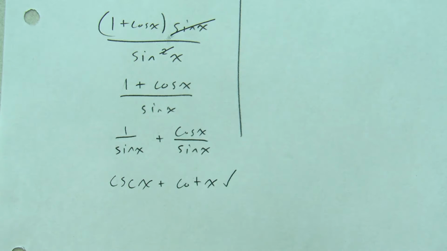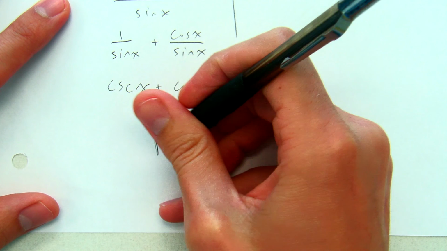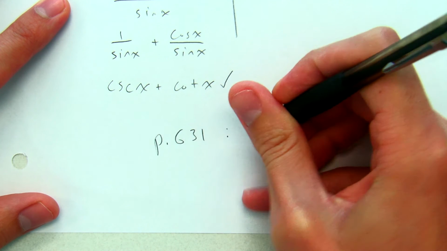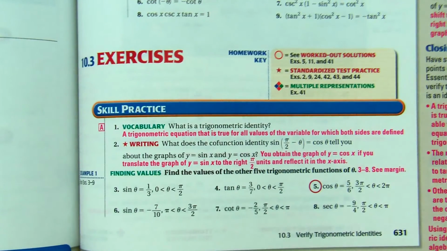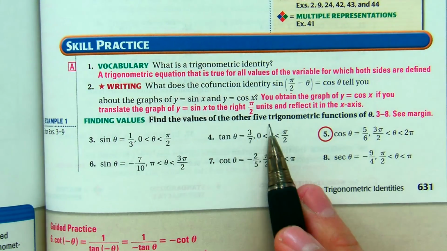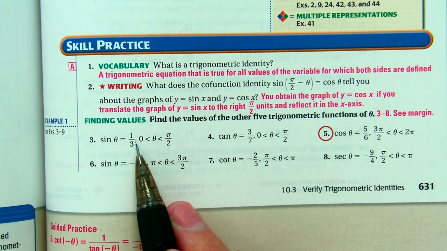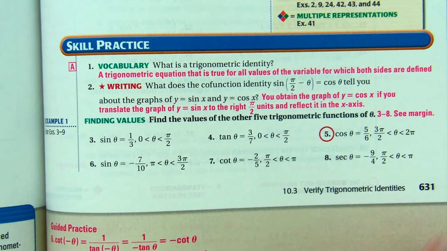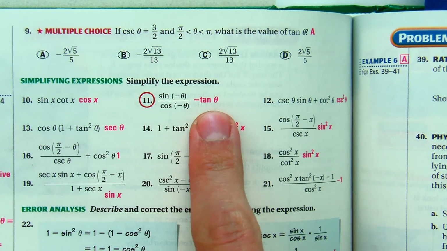Here they are. The problems that I'd like you to do and bring into class tomorrow are page 631, 3 and 11, and I'll show them to you here. Page 631, number 3: find the value of the other 5 trig functions of theta if sine theta is 1/3 and theta is between 0 and pi over 2. Number 11 asks you to simplify, and there's the answer, negative tangent theta, so you can check your work.